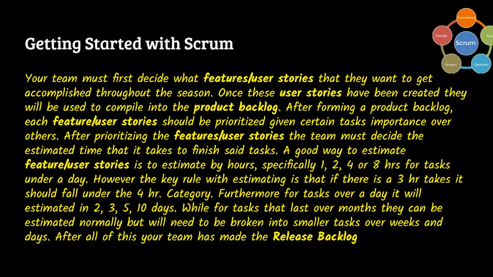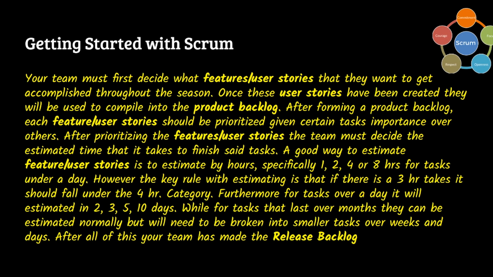So some things might be more important than other things to your team, and you want to make sure you do that. After prioritizing, the feature/user stories should be estimated into time. You want to estimate the time it takes to finish said tasks. And a good way to estimate feature/user stories is to estimate by hours, specifically 1, 2, 4, or 8 hours for tasks under a day.